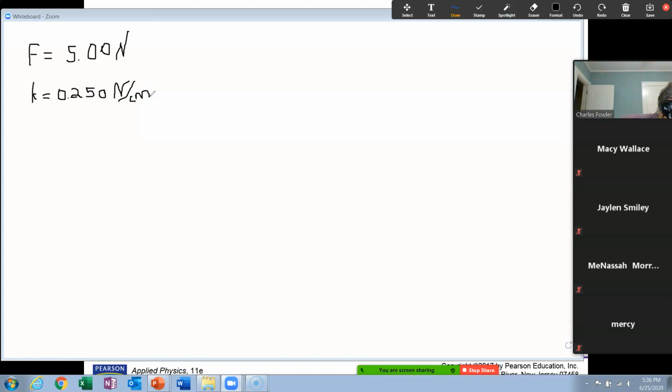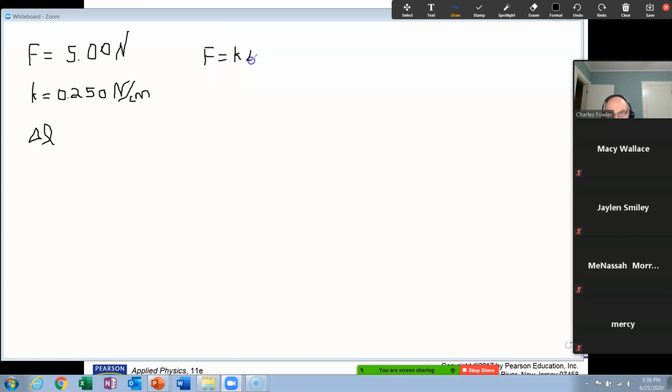Okay, let's see what the problem says. Find its change of length. So here we're looking for what they called delta L. Delta means difference in or change in length. Change in length. Now to remind you, what was Hooke's law? Okay, I said it one way, the book gave it another way. They're both equivalent. One is the way I said it was F is equal to K delta L.